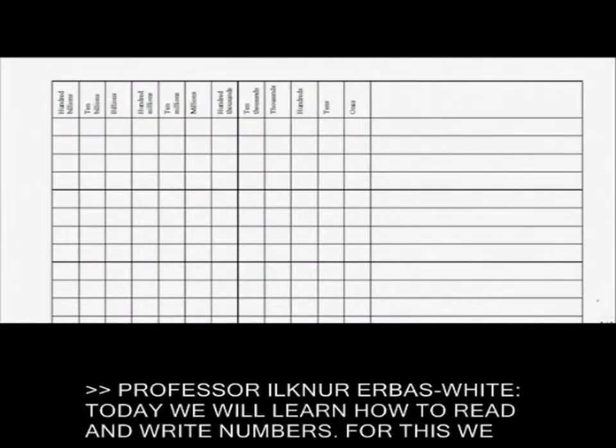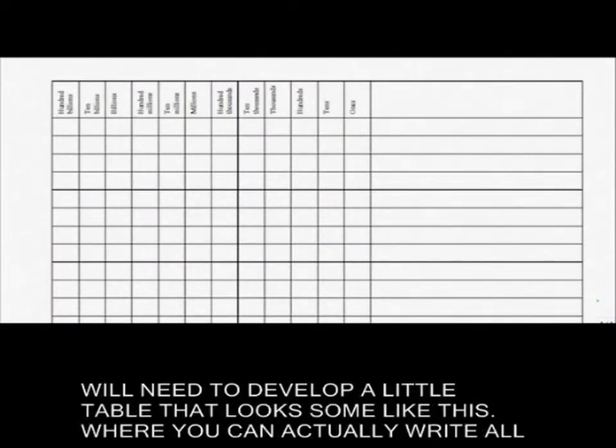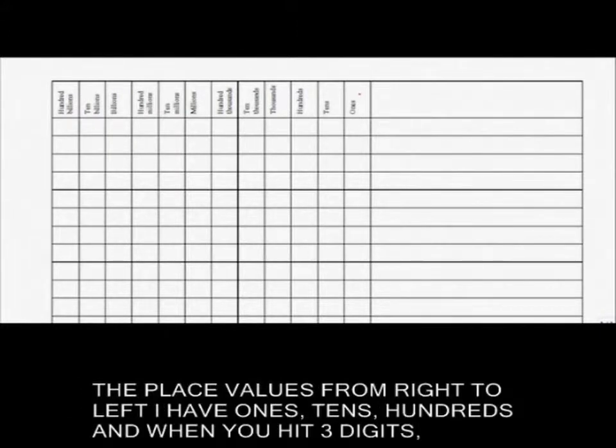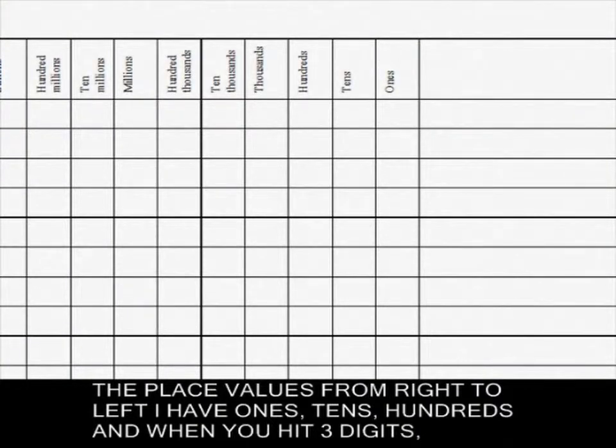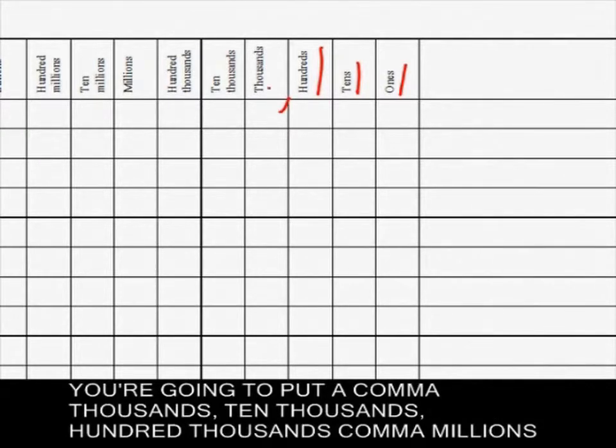Today we will learn how to read and write numbers. For this, we will need to develop a little table that looks something like this, where you can actually write all the place values. From right to left, I have ones, tens, hundreds, and when you hit 3 digits, you're going to put a comma.